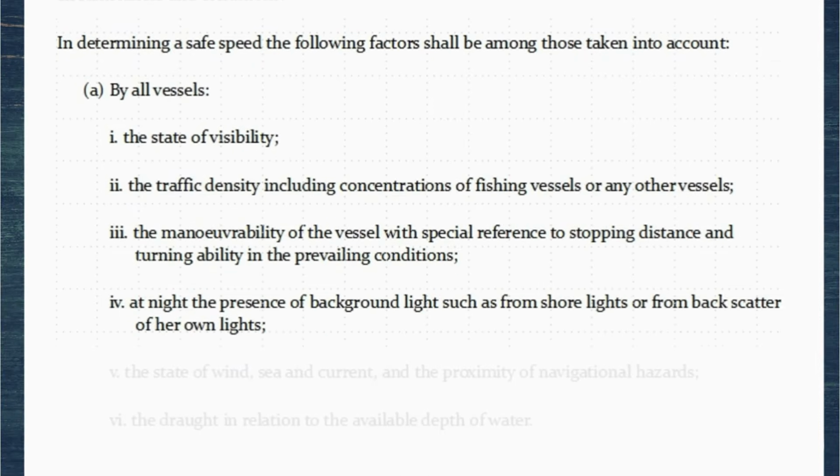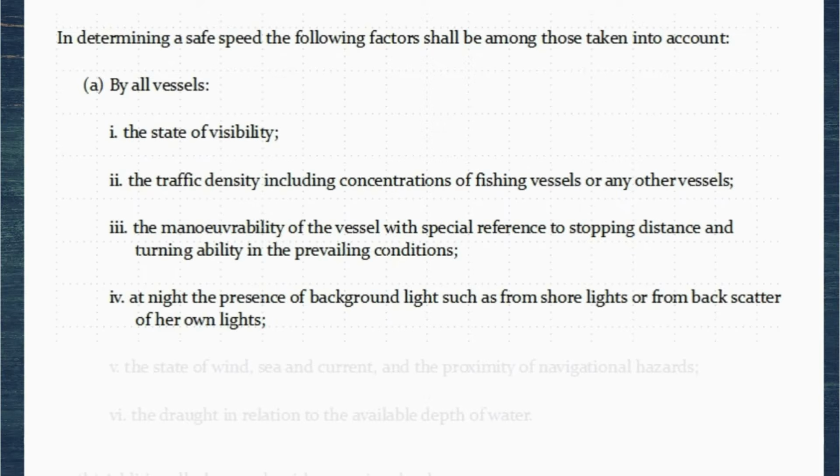At night, the presence of background light, such as from shore lights or from backscatter of her own lights. This kind of comes back to point 1, the state of visibility, because all these are going to do is affect at what range you can see another vessel, be able to take action to avoid collision. Of course, your speed is going to have a direct impact on the amount of time you've got to take action.